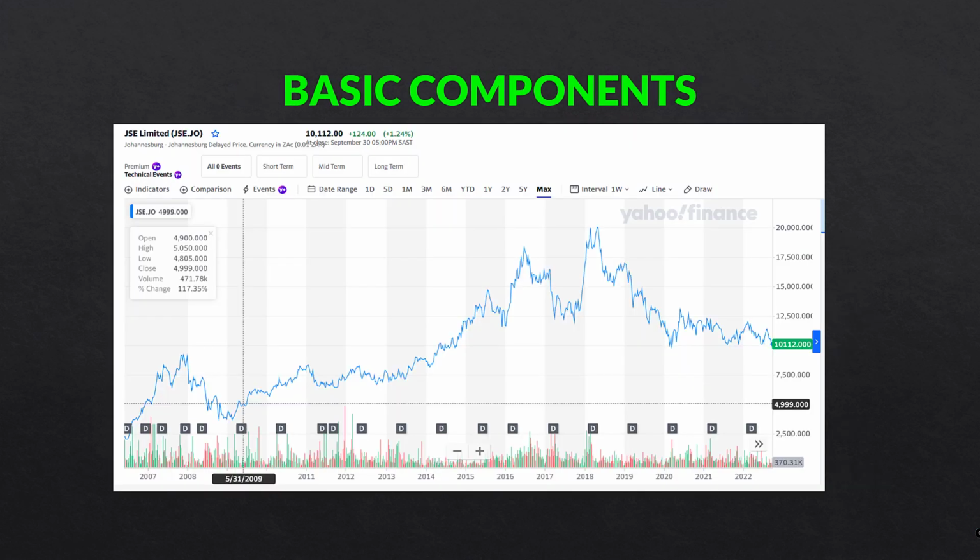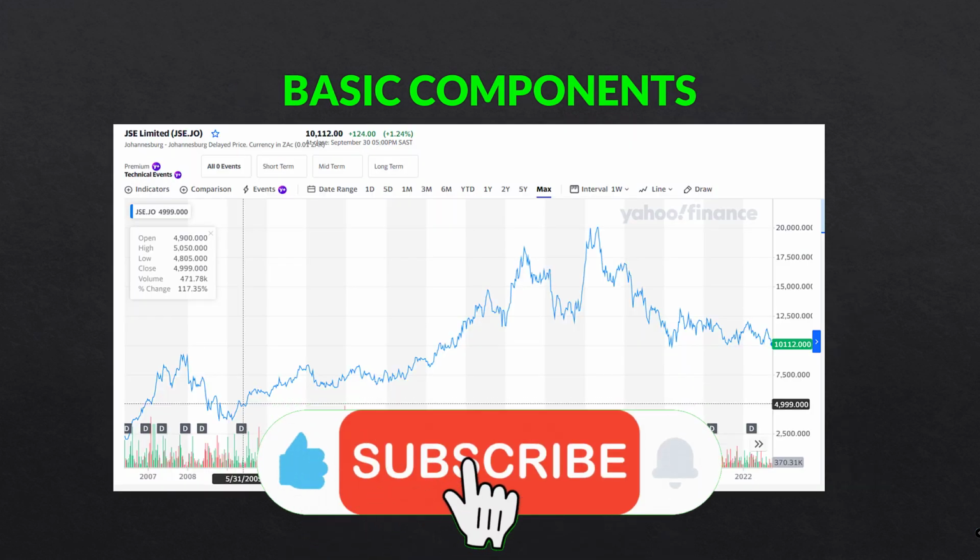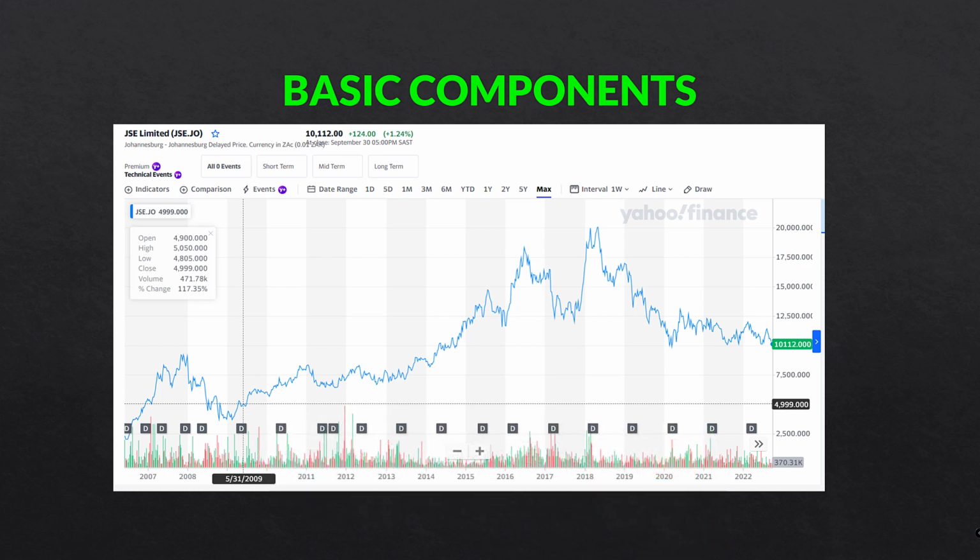Basic components. Here we have a chart of the Johannesburg Stock Exchange in Johannesburg, South Africa, going all the way back to 2006. So what are the basic components here? Of course, on the bottom we have time. So usually in a time series chart, almost always, time will be along the x-axis or the bottom axis.